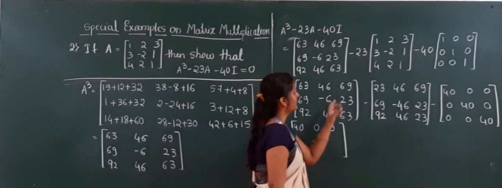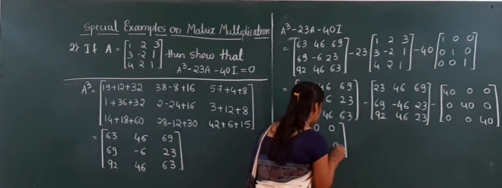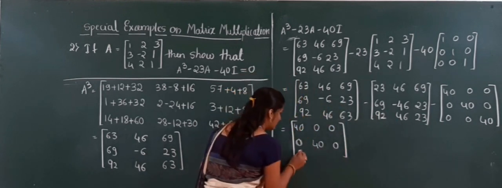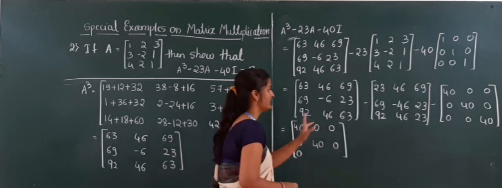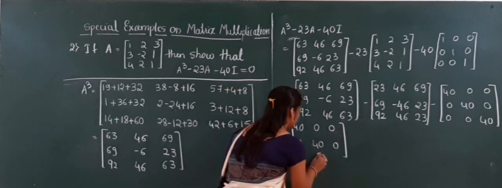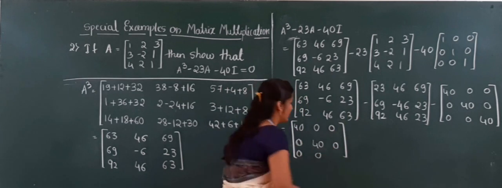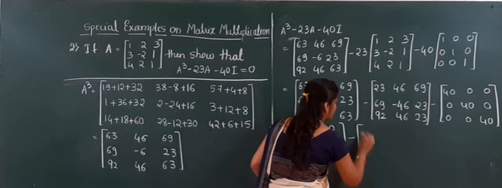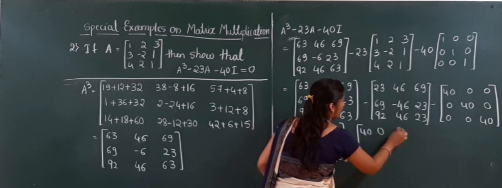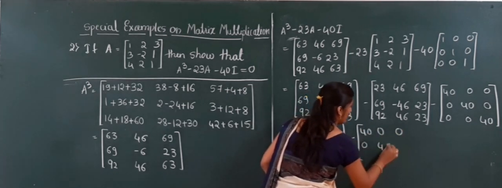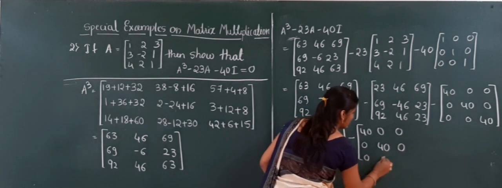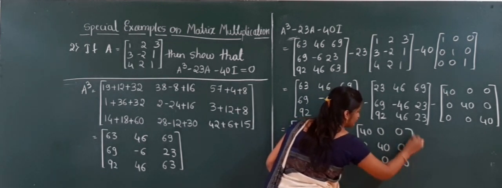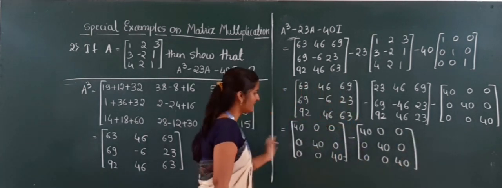Okay. Next, 23 minus 23, 0. 92 minus 92, 0. 46 minus 46, 0. 63 minus 23, 40. Minus our third matrix, that is 40, 0, 0, 0, 40, 0, 0, 0, 40. Okay. So after this, what will you get?